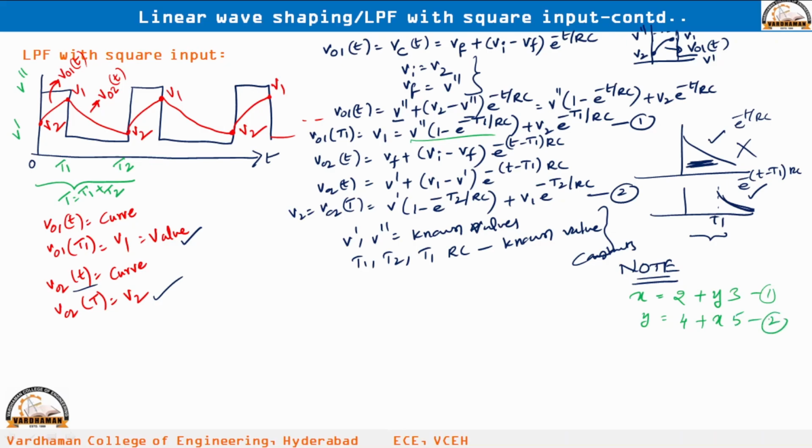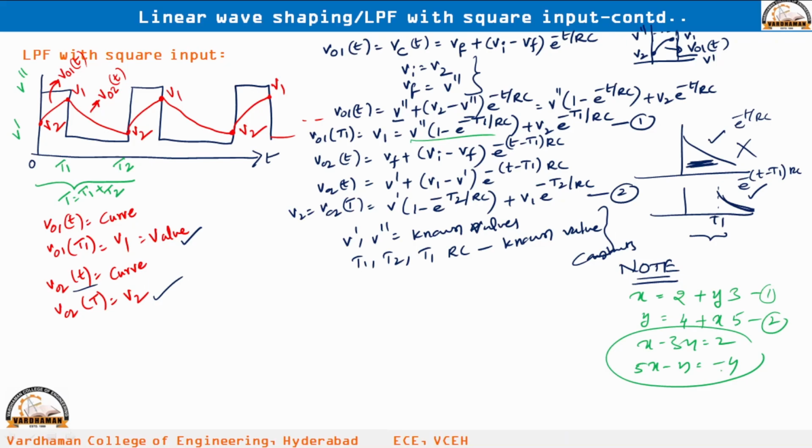Now, you see equation 1 and 2 are similar to these two equations only. Now, I can rewrite like this: x minus 3y is equal to 2, 5x minus y is equal to minus 4. You see how these equations are there? It is easy to solve these two equations. Similar thing we have to perform on these equations also.